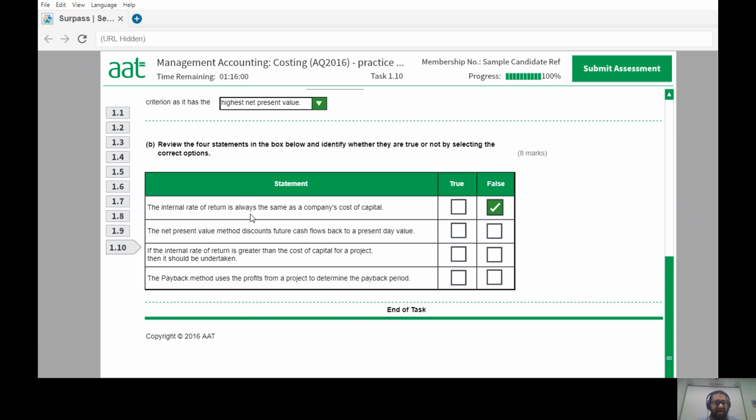The NPV method discounts future cash flow to the present day value is true, because according to NPV, normally what we do is a discounted cash flow for the period of the investment.